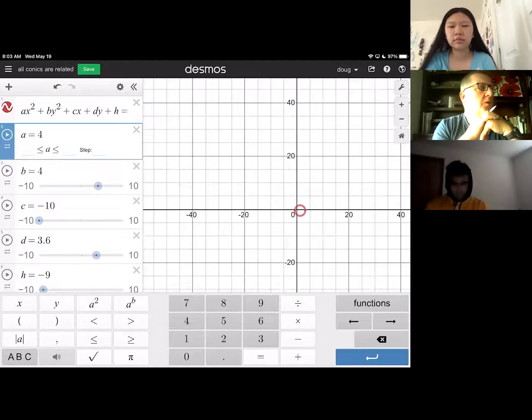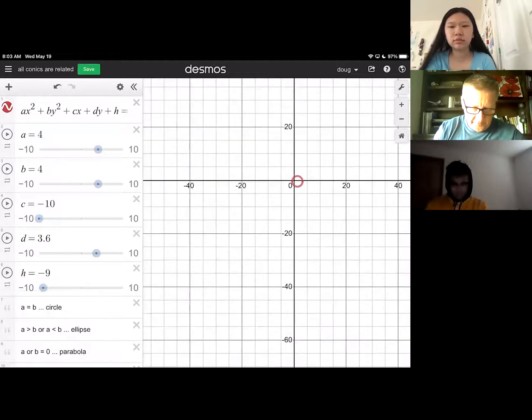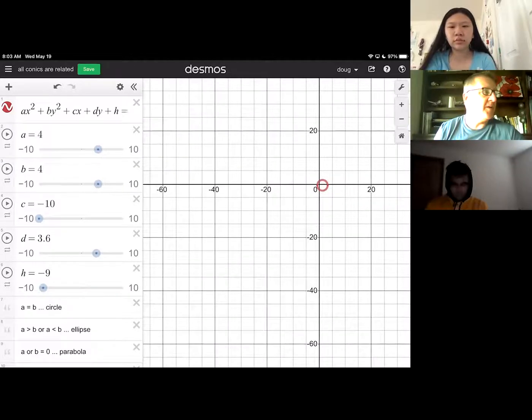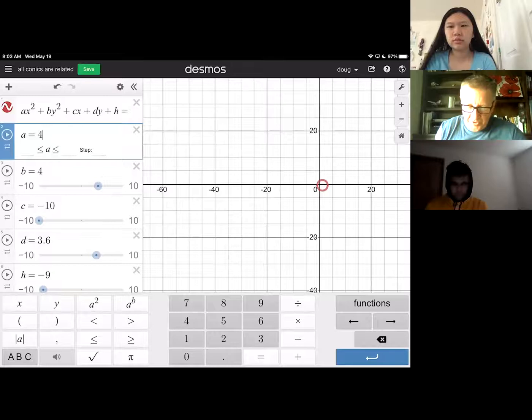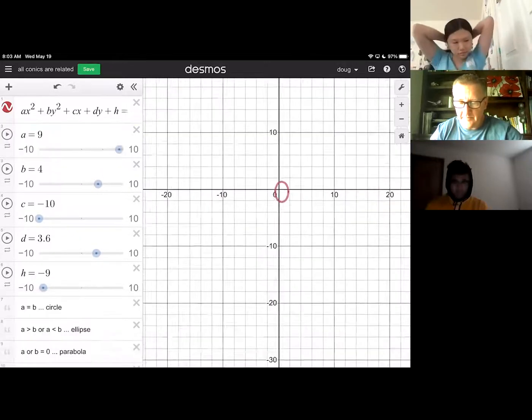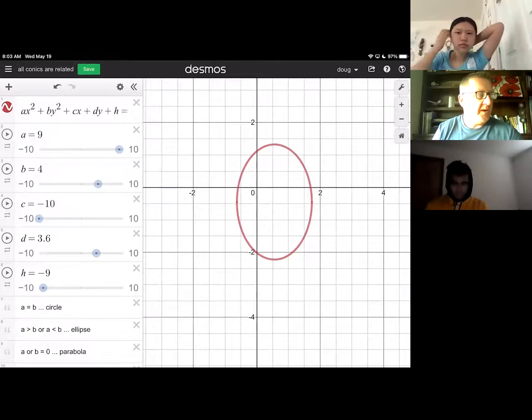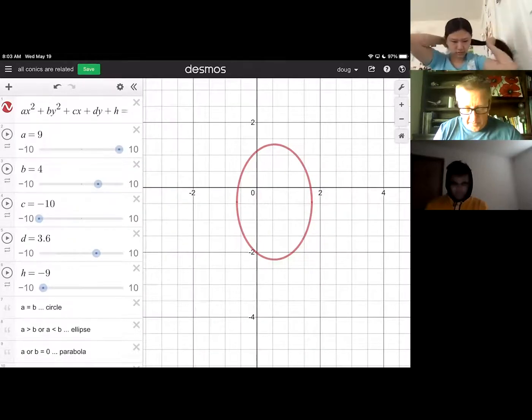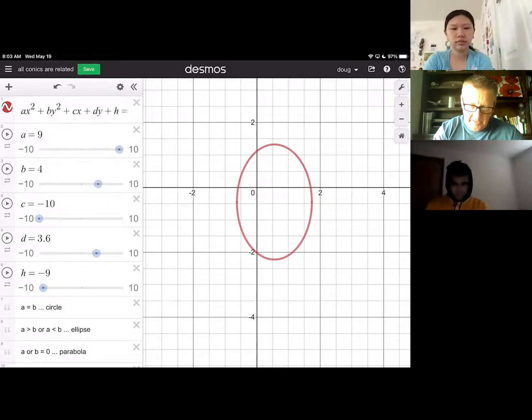That's what's kind of cool about this. And so the note I put at the bottom references that if you make a equal to b, then it'll be a circle. But if they're not equal, one's bigger than the other, it doesn't really matter which one, then you're going to get an ellipse. It doesn't have to change much at all. And as I showed you yesterday, I can make it 4.1. It's still going to look like a circle. But if I make it something more like 9, it's going to be much more obviously an elliptical shape. And then I pointed out at the bottom, if a or b equals 0, then it's going to be a parabola.